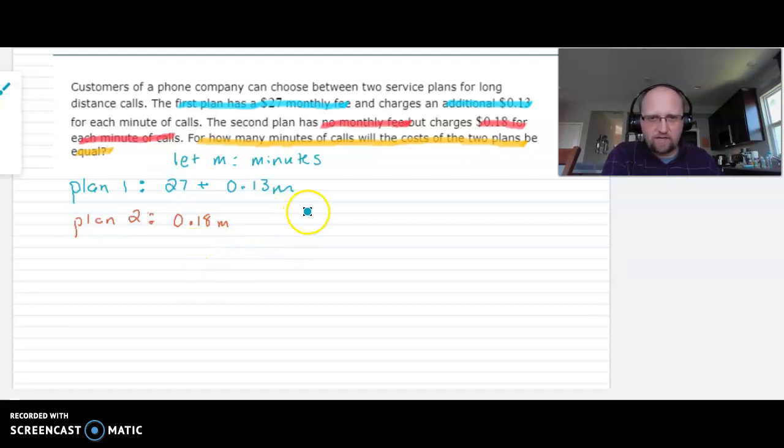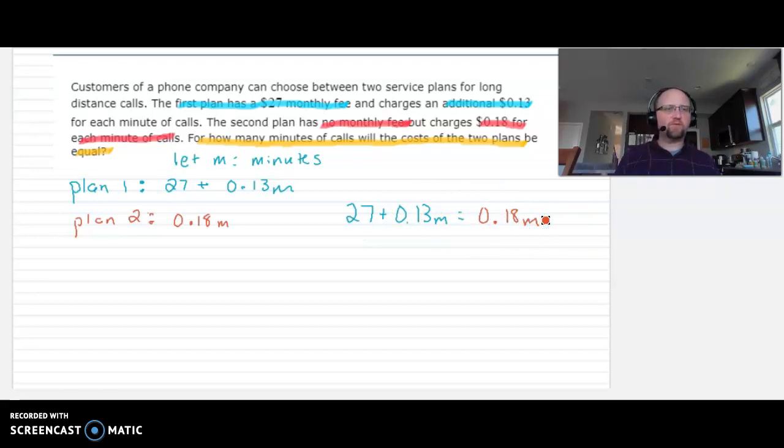You can now do it over here on the right side. Whoops, I don't want a highlighter, I want a pen. So I'm going to do 27 plus 0.13 m is equal to 0.18 m. And now we're just simply going to solve our equation, right?